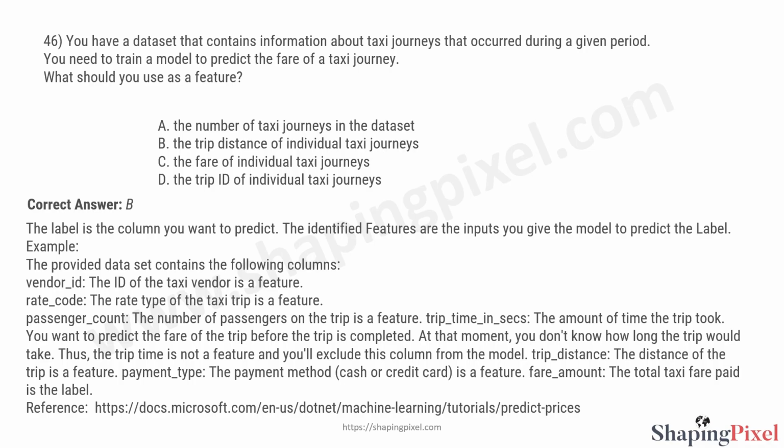Trip time in seconds, the amount of time the trip took. You want to predict the fare of the trip before the trip is completed. At that moment, you don't know how long the trip would take. Thus, the trip time is not a feature and you will exclude this column from the model. Trip distance, the distance of the trip, is a feature. Payment type, the payment method, cash or credit card, is a feature. Fare amount, the total taxi fare paid, is the label.